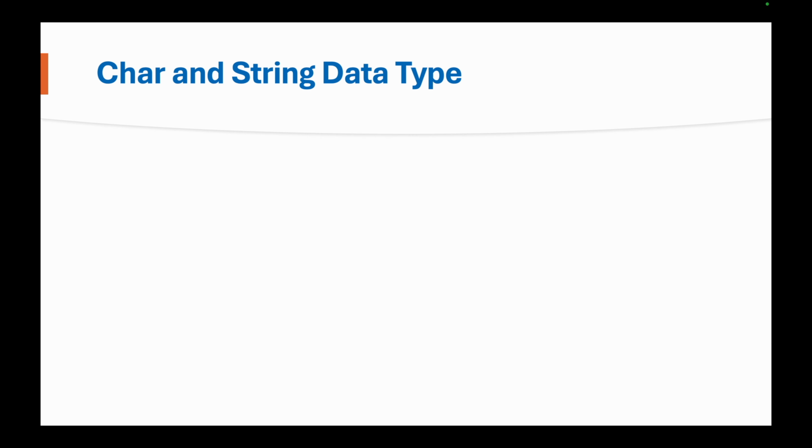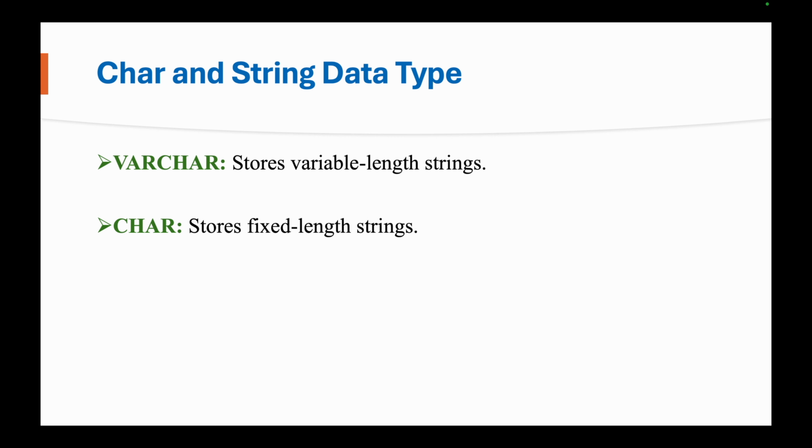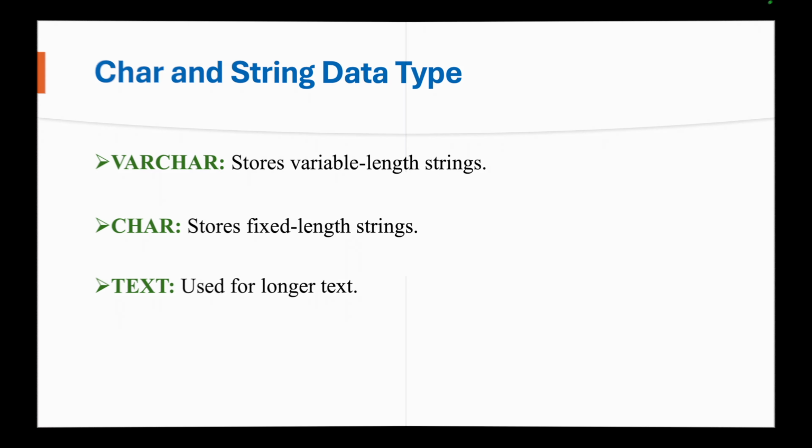Character data types are used to store character-based data, and we know that the string is a sequence of characters. Here, varchar stores variable length strings such as letters, numbers, or any special characters. It can be used for names, emails, and so on. Char stores fixed length string that contains letters, numbers, and special characters. Similarly, text is used for longer kind of text message.